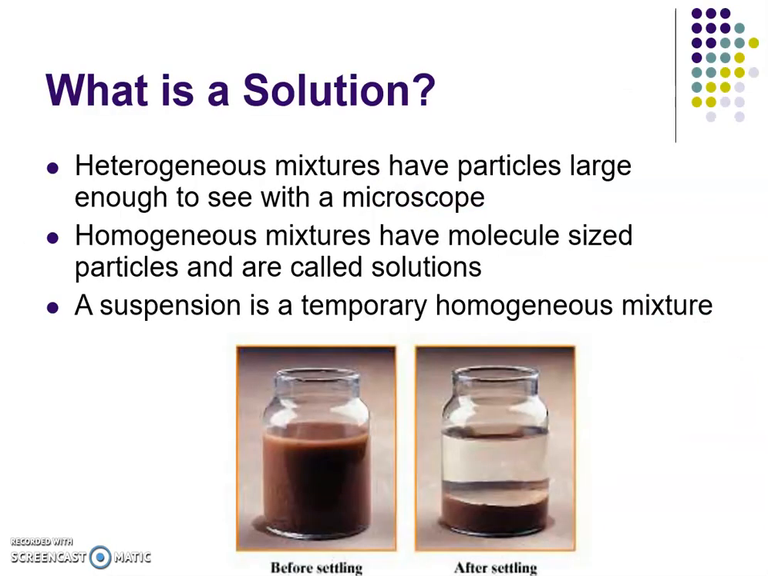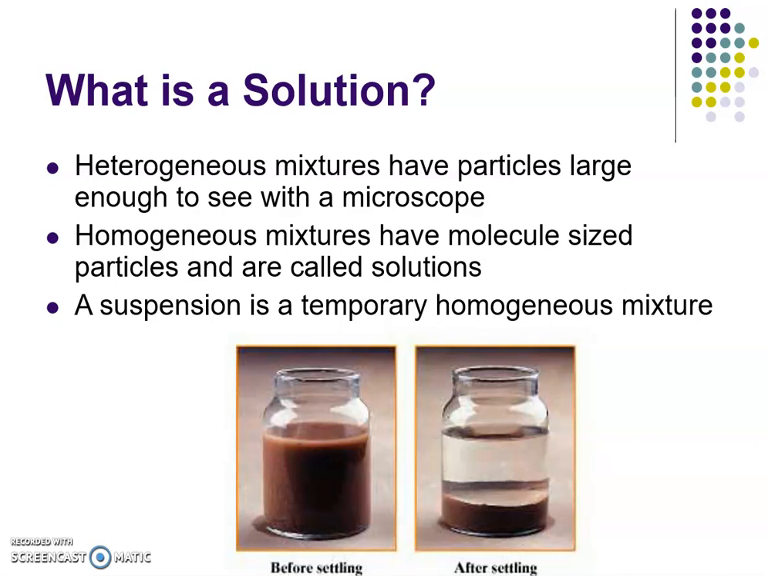Just some initial definitions. There are two general kinds of mixtures you can look at and form, heterogeneous and homogeneous. Heterogeneous mixtures are where you can see the different parts to it. Hetero, different. Genius, you're talking form, so you can see the different parts to it. A chocolate chip cookie is a heterogeneous mixture. Sand and water is a heterogeneous mixture.